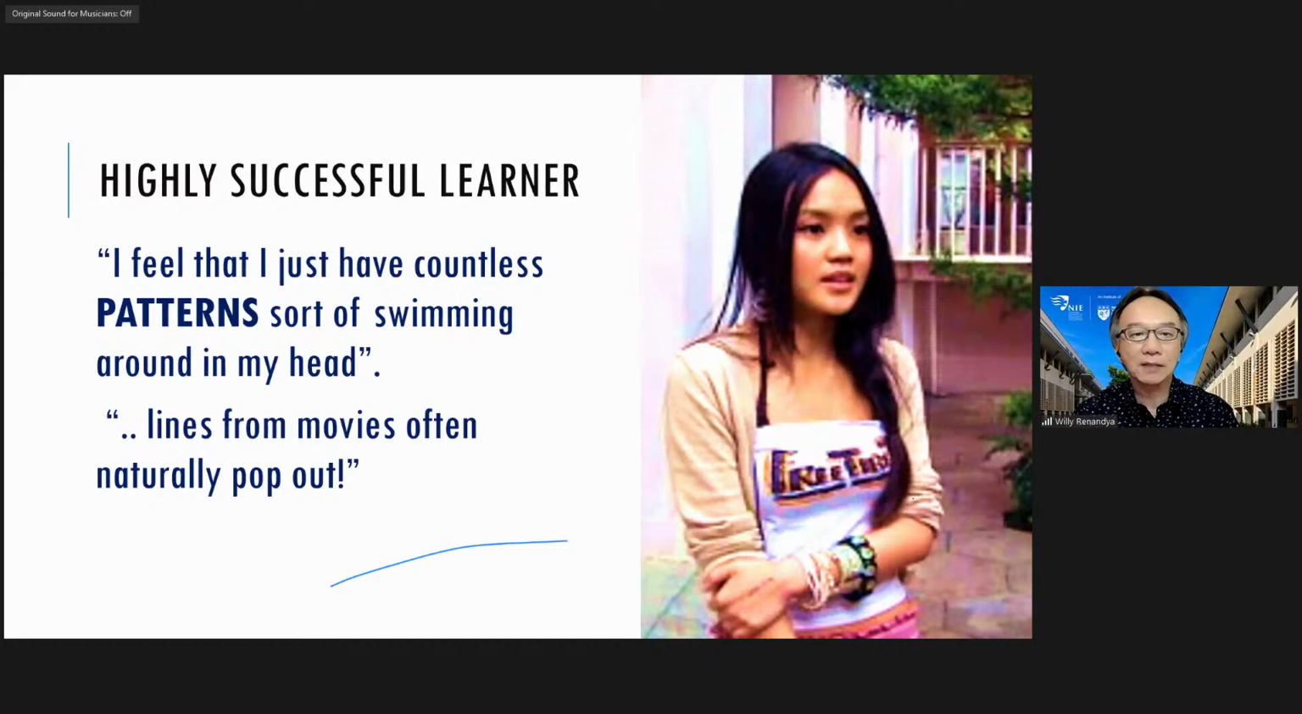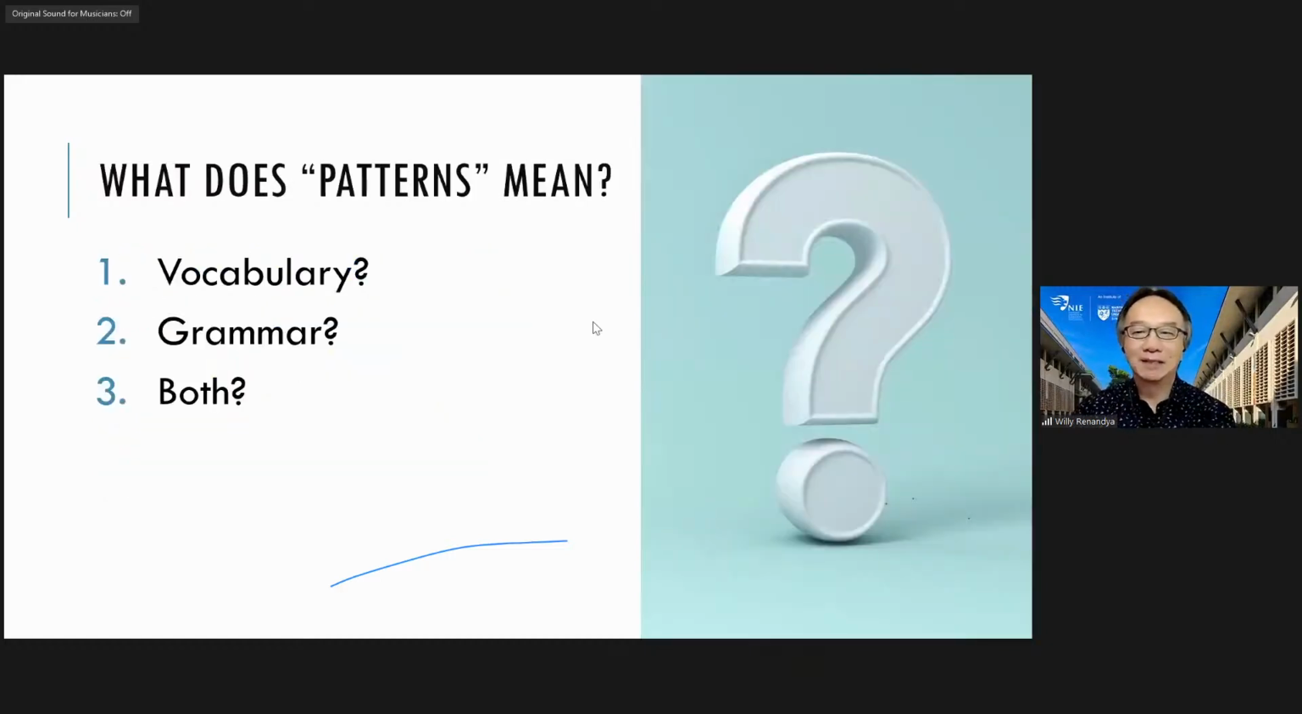So the question for us is this: what does pattern mean? Vocabulary, grammar, or both? Choose one. Say it together. Yes, it's both. Vocabulary and grammar, a combination of words.